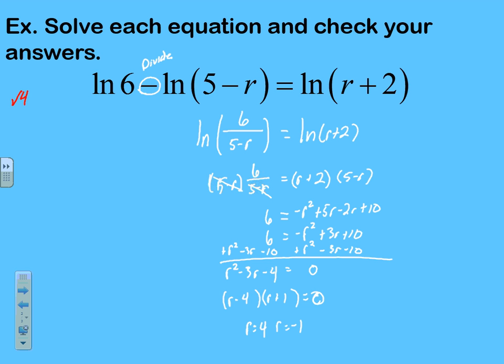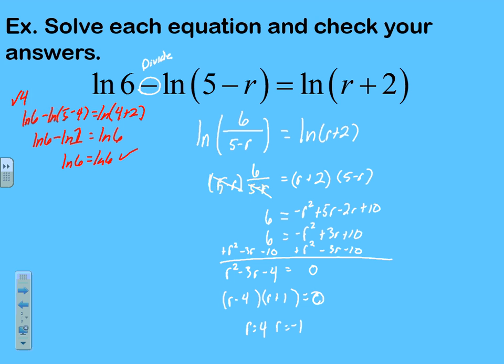And I'm going to say the natural log of 6 minus the natural log of 5 minus 4 equals the natural log of 4 plus 2. And you can see everything in the parentheses of the logarithm will give me positive numbers, so that's a good sign. So we have the natural log of 6 minus the natural log of 1 equals the natural log of 6. And the natural log of 1, if you just type that into your calculator, that's 0. So that gives us the natural log of 6 being equal to the natural log of 6.